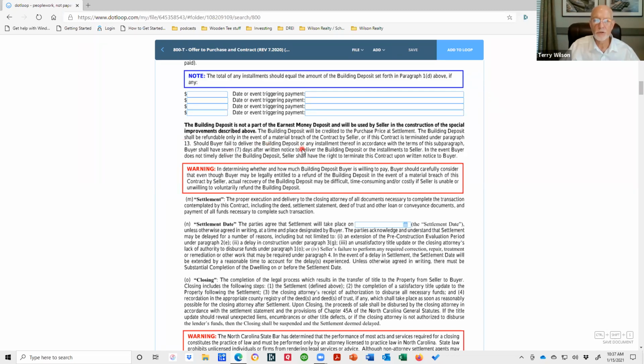Should the buyer fail to deliver the building deposit or any installment thereof in accordance with the terms of the subparagraph, buyer shall have 7 days after written notice to deliver the building deposit or the installments to the seller. In the event the buyer does not timely deliver the building deposit, seller has the right to terminate this contract upon written notice to the buyer.